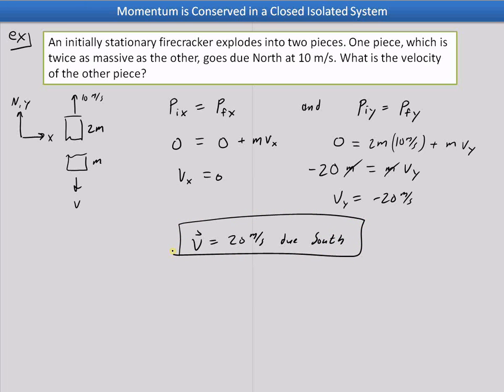So does it make sense that we got twice as much speed as the top piece? And if you think about it, the answer should be a very clear yes, because we have half as much mass. The product of mass and velocity has to be the same. So 20 up, 20 down, 20 up and 20 down added together is 0. We started with 0 momentum, we end with 0 momentum because we have 20 units of it up and 20 units of it down, so we still get 0.